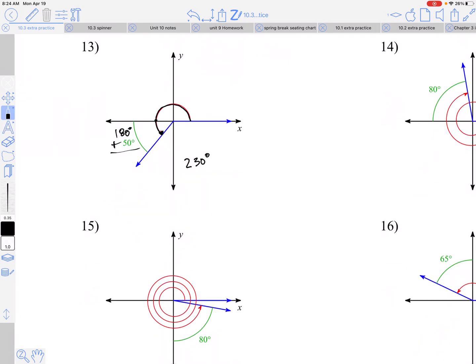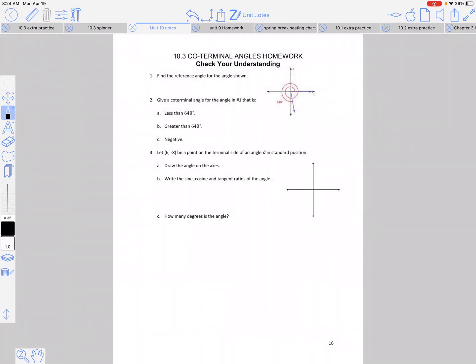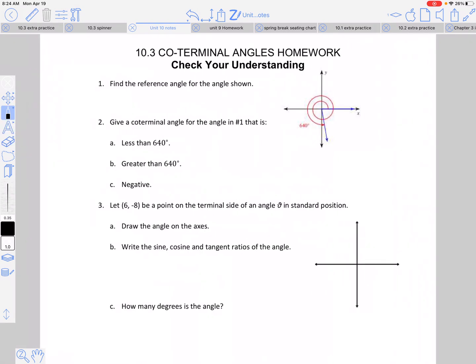All right, so what I want you to do now is turn the page to page 16. Now your homework's not too long today. You only have 3 problems. So give that a try, see how you do, and then I'll go over it before the next lesson. Awesome. Good work.